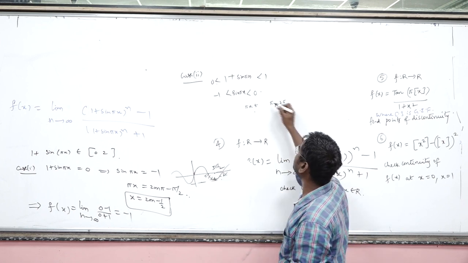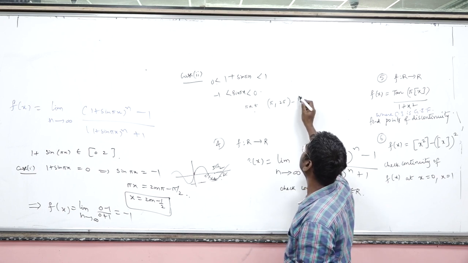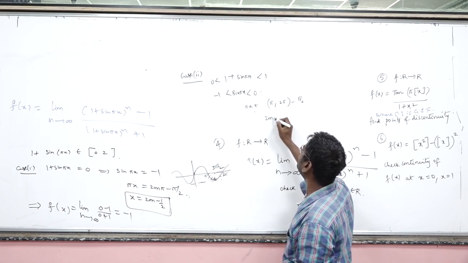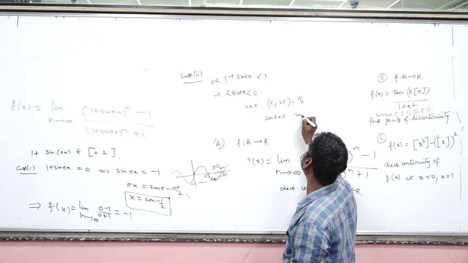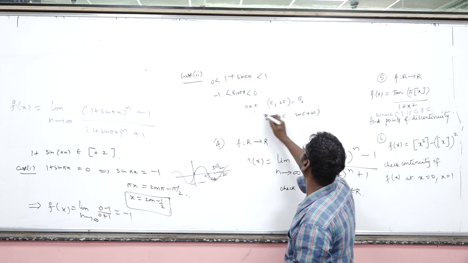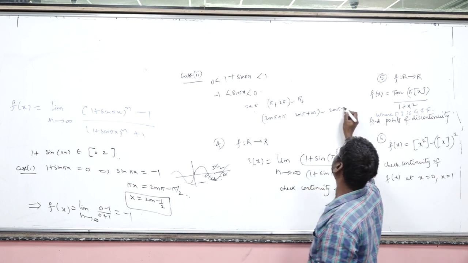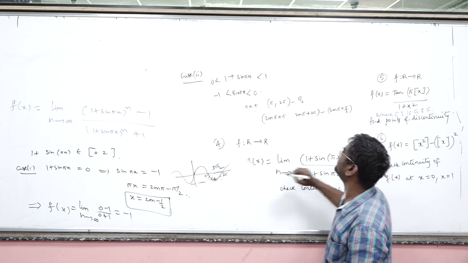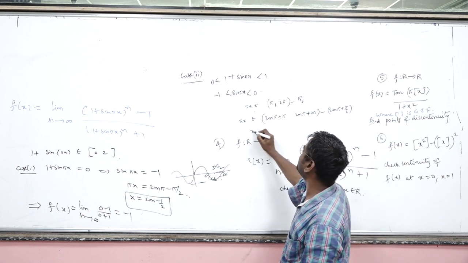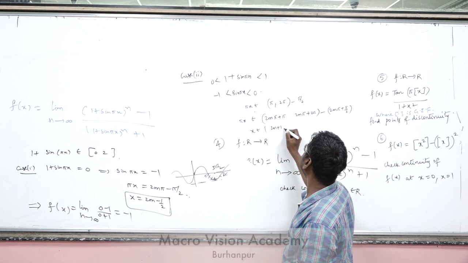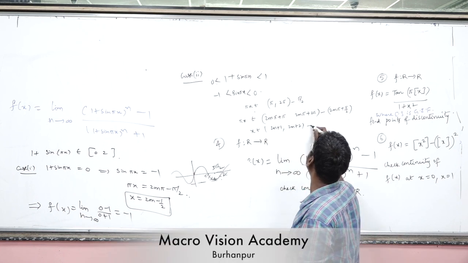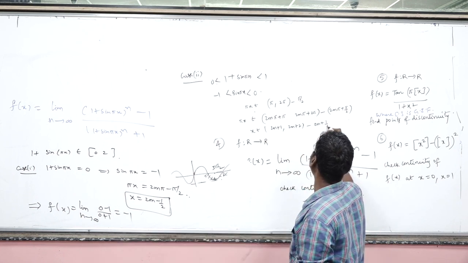Minus, x is also excluded, excluding pi by 2. Add a 2m pi. So 2m pi plus pi, 2m pi plus 2 pi, excluding 2m pi plus pi by 2. That is, x belongs to 2m plus 1 to 2m plus 2, excluding 2m plus half.